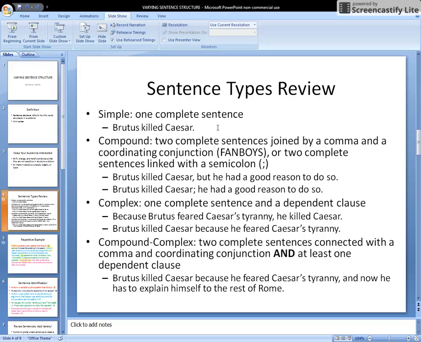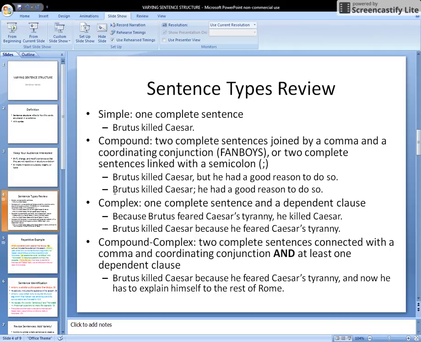A compound sentence has two complete sentences or two independent clauses joined by a comma and a coordinating conjunction, like for, and, nor, but, or, yet, so. Or it can have two complete sentences linked with a semicolon. So Brutus killed Caesar, comma, but he had a good reason to do so. Notice that the comma comes before the coordinating conjunction. It does not come after it.